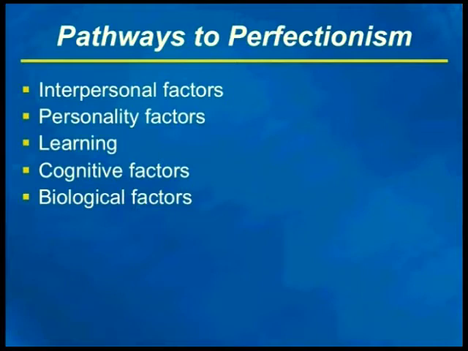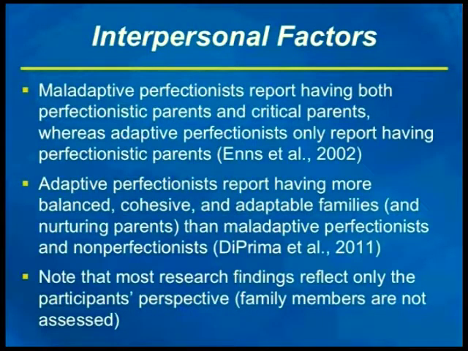So first, in terms of interpersonal factors, we know that people with maladaptive perfectionism report having perfectionistic parents and also very critical parents, whereas adaptive perfectionists report having perfectionistic parents, but not critical parents. So this suggests that one key factor, at least, again, this is correlational, we don't know for sure that this causes it, may be not so much having role models who are somewhat perfectionistic, but rather having role models who are very critical. So you feel like you're not measuring up to other people's expectations.